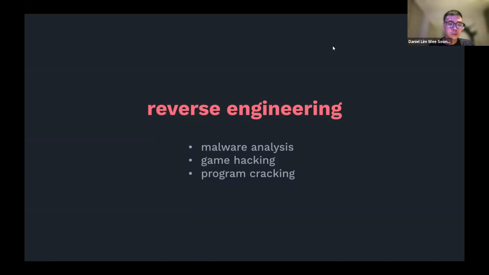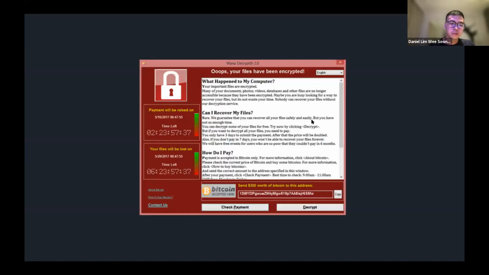Because, for example, we all know about the WannaCry ransomware from a few years back. And someone from the UK called Marcus Hutchins reverse engineered the ransomware and managed to find a kill switch that saved a lot of hospitals and a lot of institutions. So reverse engineering is a very important skill in malware analysis. And I think malware analysts are also a quite high demand role.